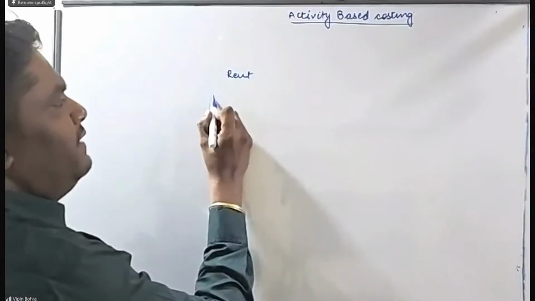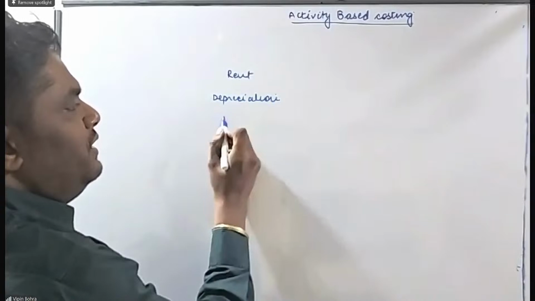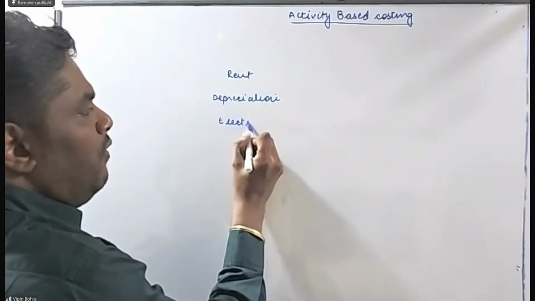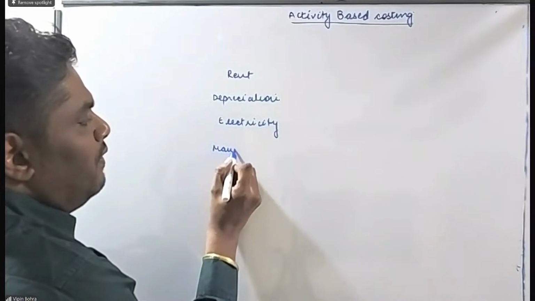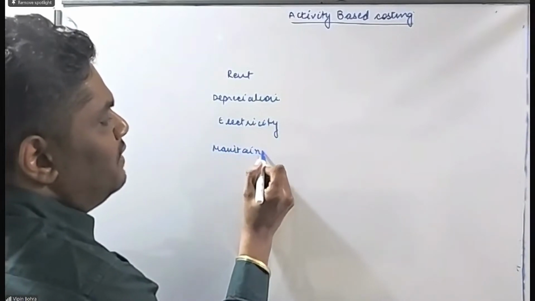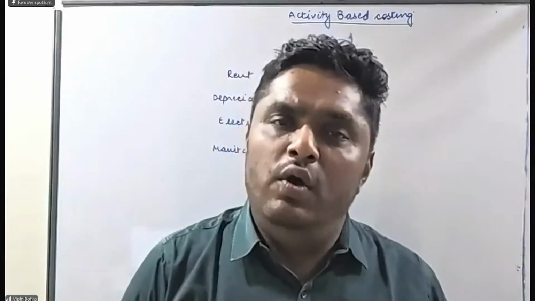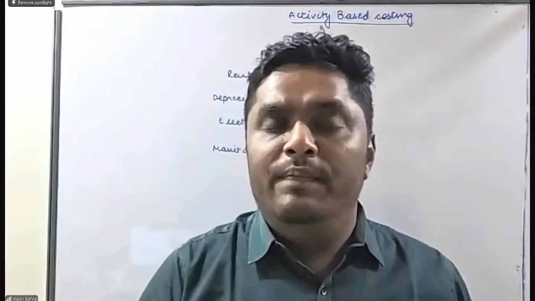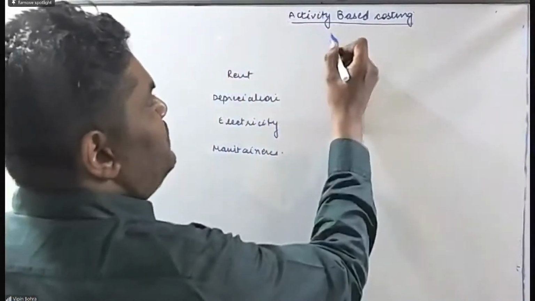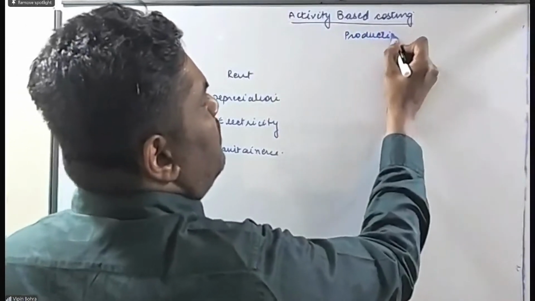We call it rent, depreciation, electricity, maintenance. Since the overheads are incurred as a whole, what we used to do is first allocate or apportion the overhead among the various production departments and the service departments. This is what you have learned.